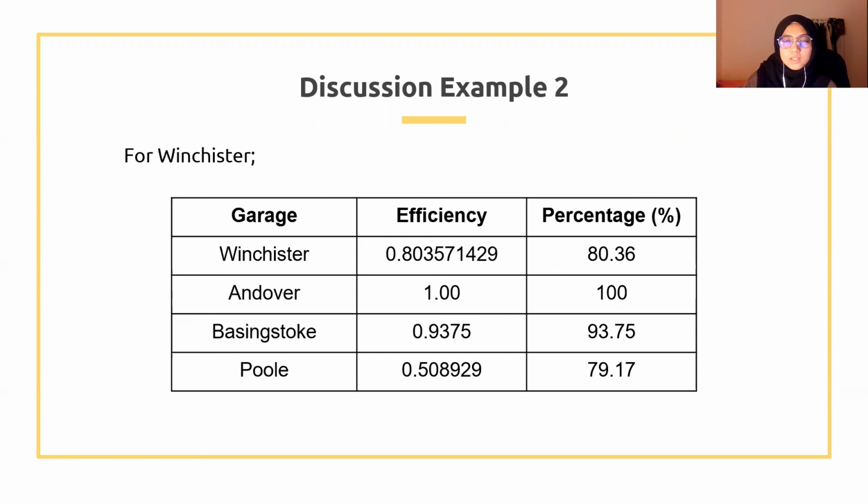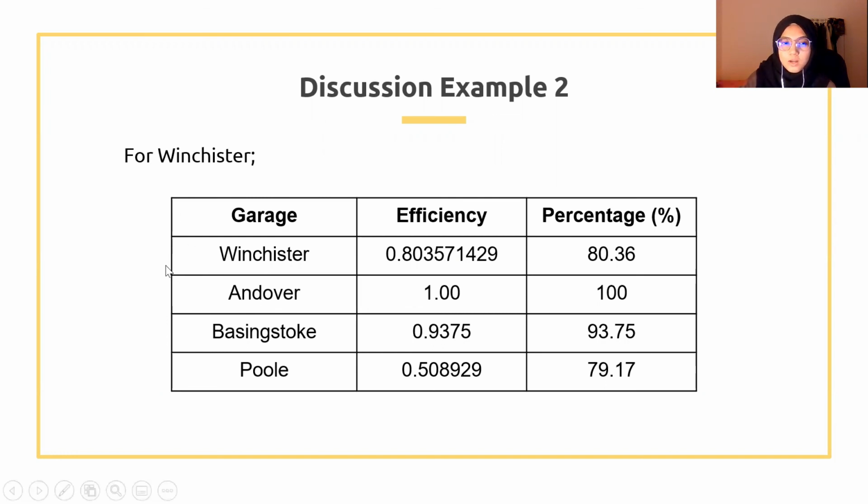We need to understand that the DMUs are classified into two: efficient and inefficient. An efficient unit is when the efficiency equals 1. An inefficient unit is when the efficiency is less than 1. We can see that Winchester's efficiency is less than 1, so the CCR model here is inefficient. When there is an inefficient unit, we need to find the target value to compare it to, so that we can make this garage efficient.